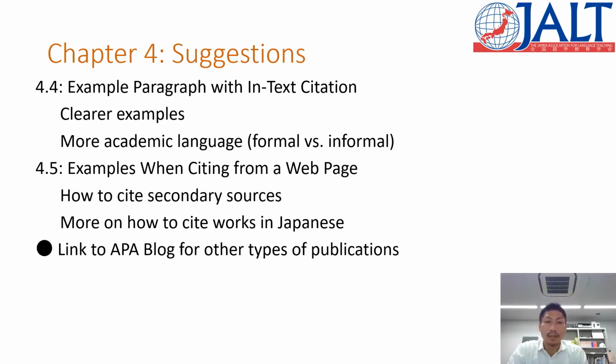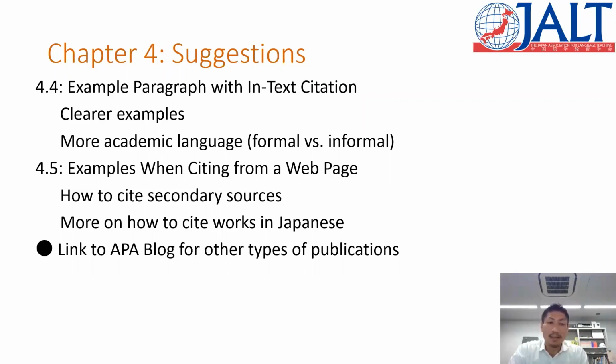In the other section, examples when citing from a web page, we included several examples, but what was missing in the current guide was how to cite secondary sources. The students wanted to use secondary sources sometimes, so we might want to include that. And another thing is students tend to use more works in Japanese in their writing, so the teachers wanted to have more examples on how to cite works in Japanese instead of only one example in the current version.